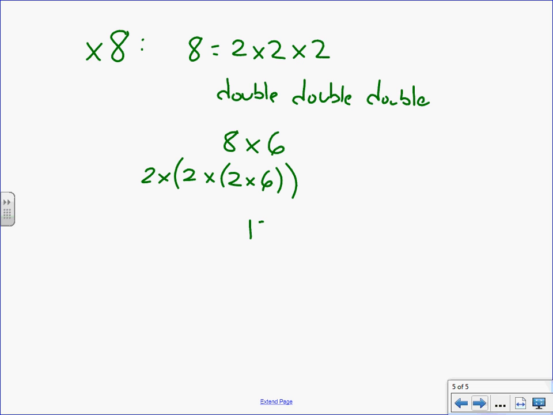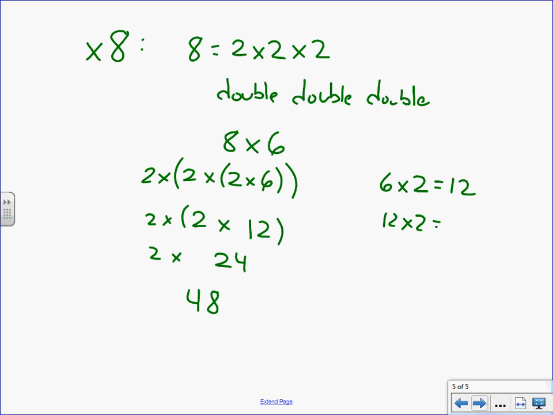So 2 times 6 is 12. You're going to double 12, which is 24, and you're going to double 24, which is 48. So in your head, you can just think about double, and then double, and then double again. You're good with doubles, so you're able to find your answer quickly.